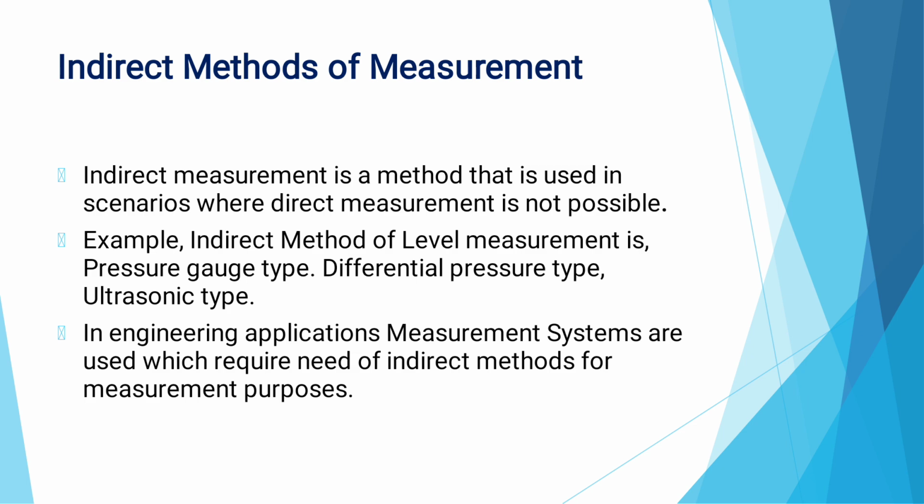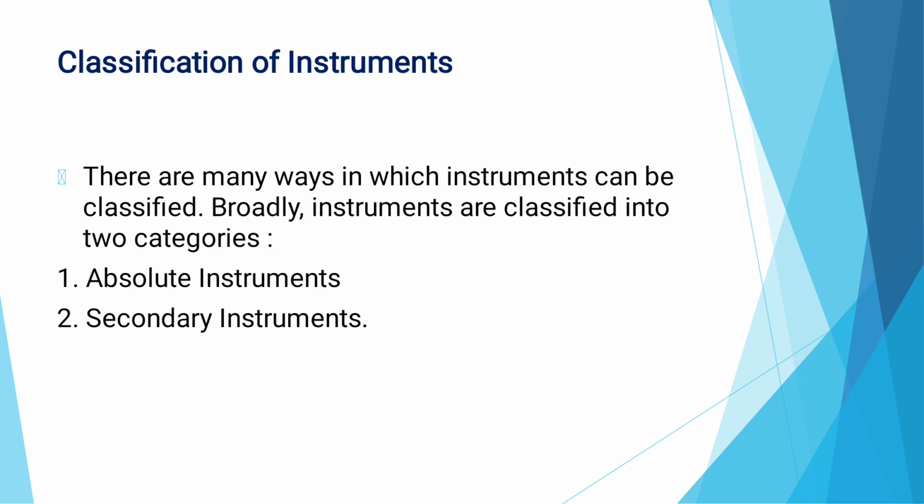Indirect methods are used when the direct method is not possible or practical. In these methods, the quantity is measured indirectly using another related parameter. For example, pressure gauge type level measurement, differential pressure measurement, and ultrasonic measurement systems. Indirect methods are widely used in engineering and biomedical applications because many physiological quantities cannot be measured directly.